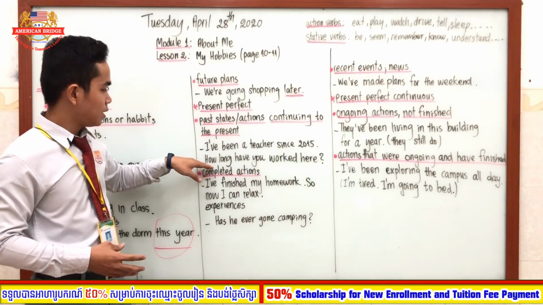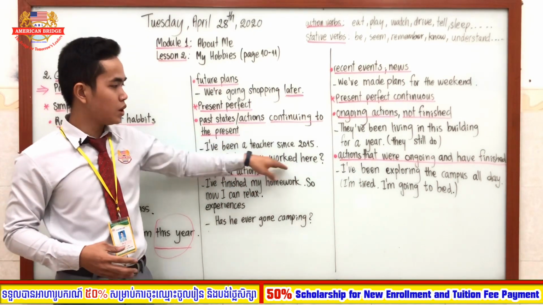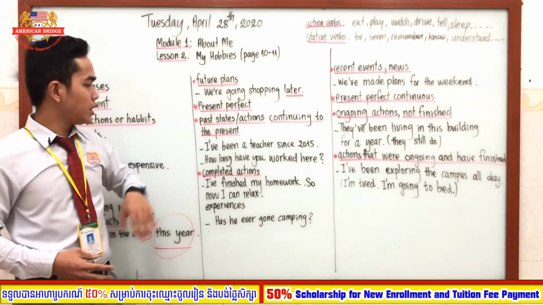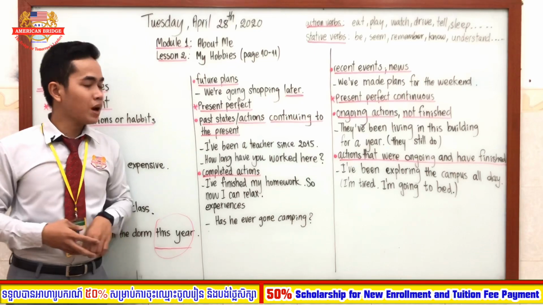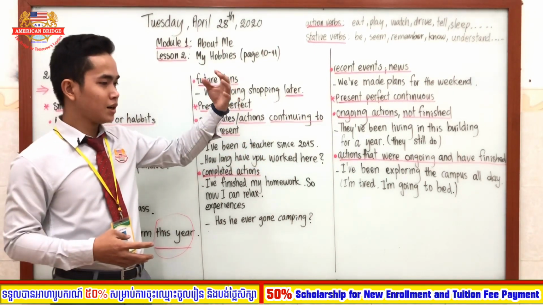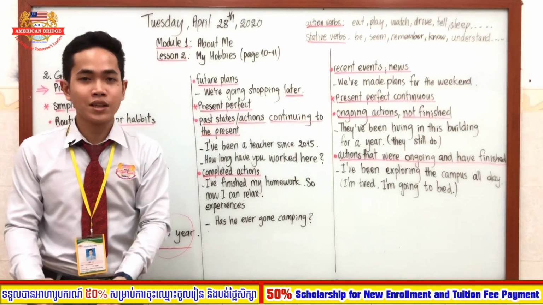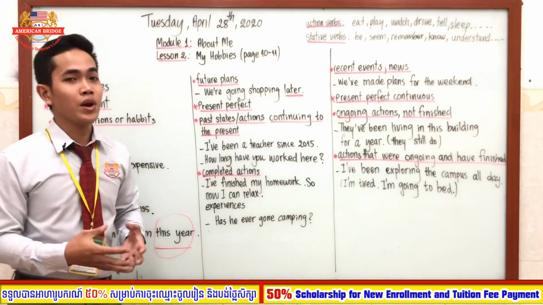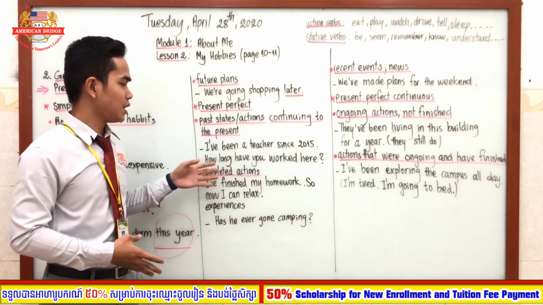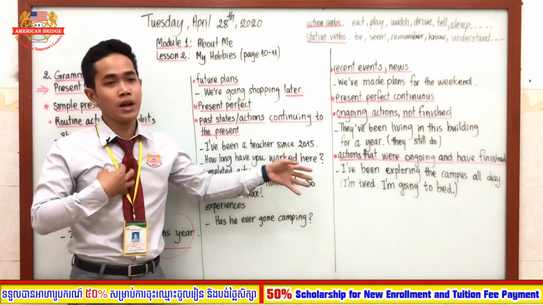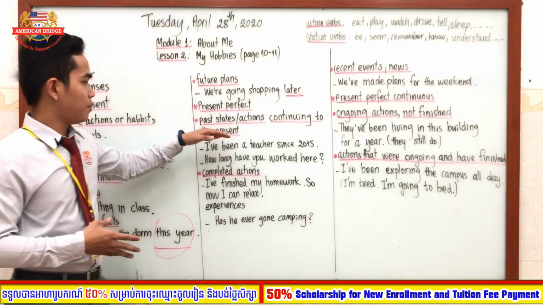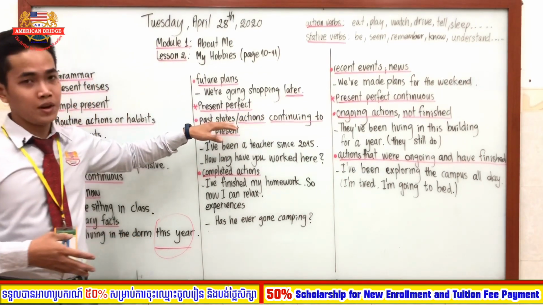Okay, next example, how long have you worked here? How long have you worked here? Actually, they want to know the duration that you have worked there. I work at ABI school, right? So can you tell me the duration that I have worked there? You can say, I have worked here for 5 years, right? This is about the past state or action continuing to the present.